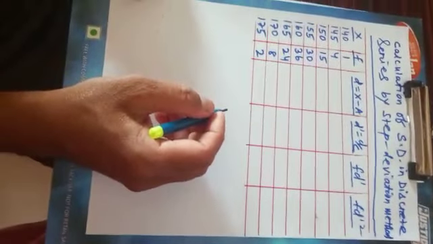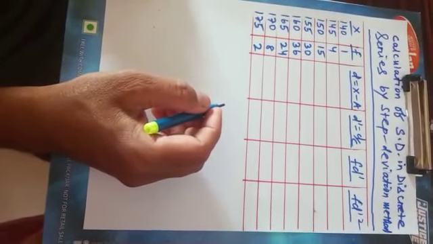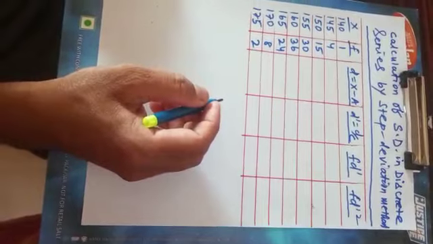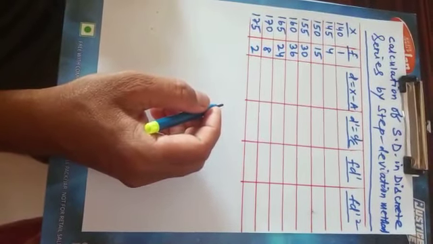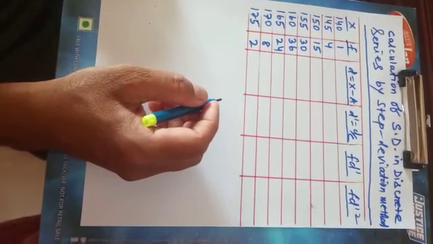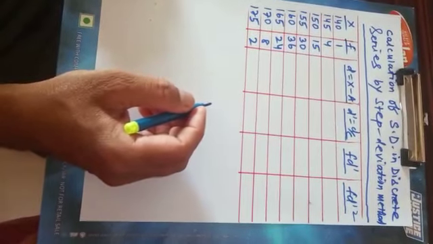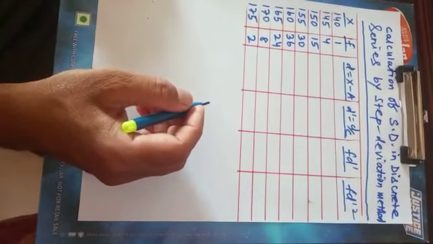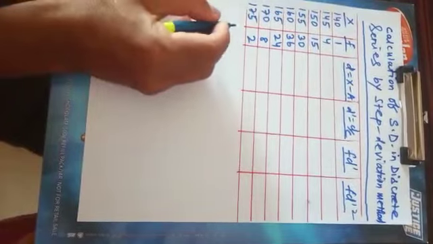Good morning, students. Today we will be discussing how to calculate standard deviation in discrete series and how to calculate standard deviation in continuous series. Now we are coming to calculation of standard deviation in discrete series by step deviation method. So one example is cited before you, that is x variable and frequencies are given.